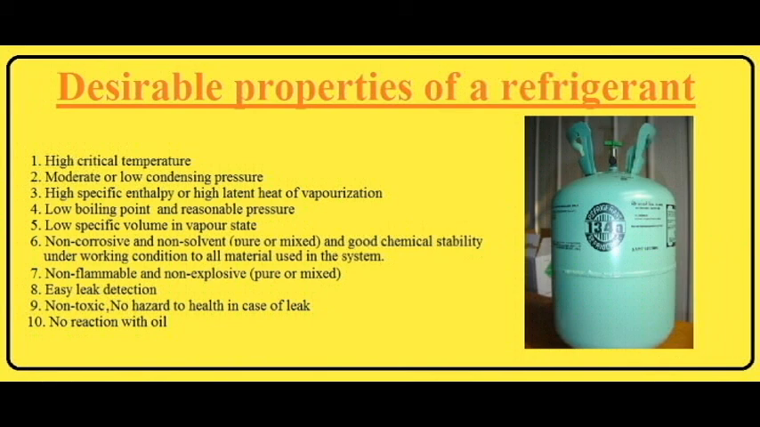Desirable properties of a refrigerant: high critical temperature, since above it vapor cannot be condensed by isothermal compression regardless of pressure; moderate or low condensing pressure, to avoid heavy machines and plant scantlings and also reduce leakages; high specific enthalpy or high latent heat of vaporization, to reduce the quantity of refrigerant in circulation and to lower machine speeds, sizes, etc. Low boiling point and reasonable pressure, otherwise operation at high vacuum becomes a necessity.